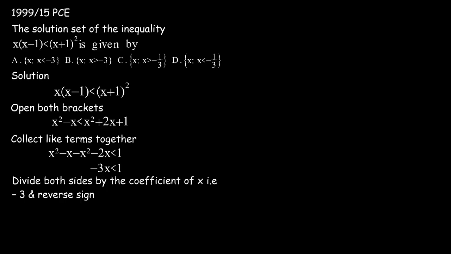Next, we divide both sides by the coefficient of s, that's minus 3, and reverse our sign since we are dividing by a negative number. Doing so, it becomes minus 3s divided by minus 3 will be greater than 1 divided by minus 3, which means s will be greater than minus 1 over 3, and our correct option is C.